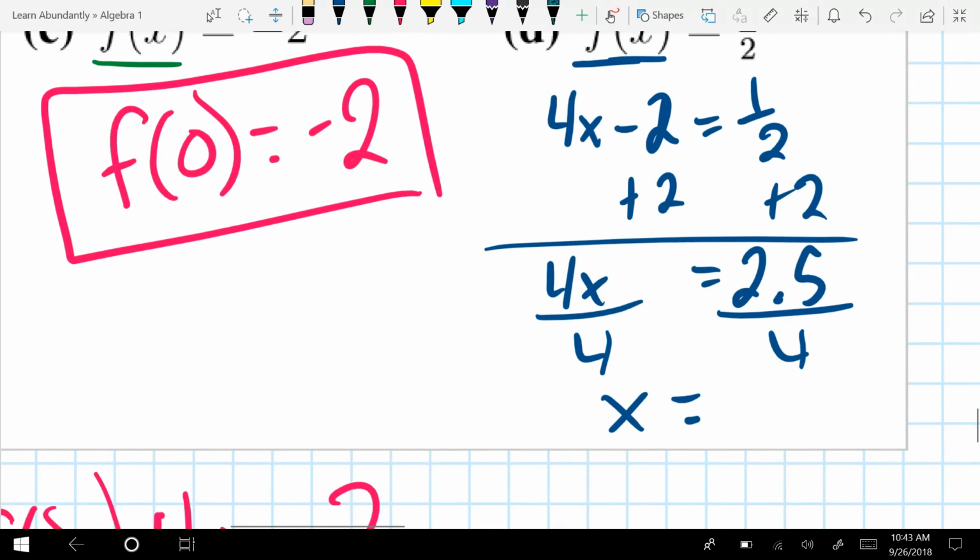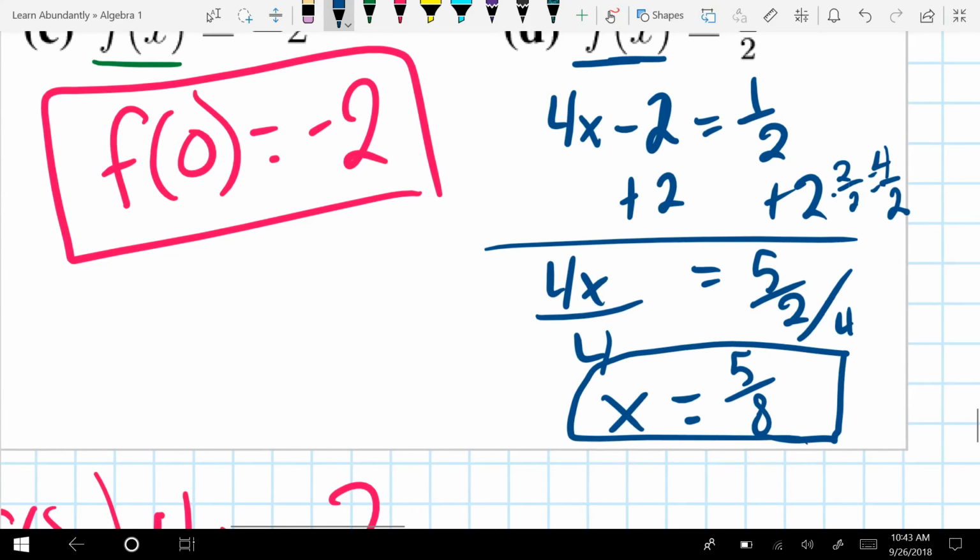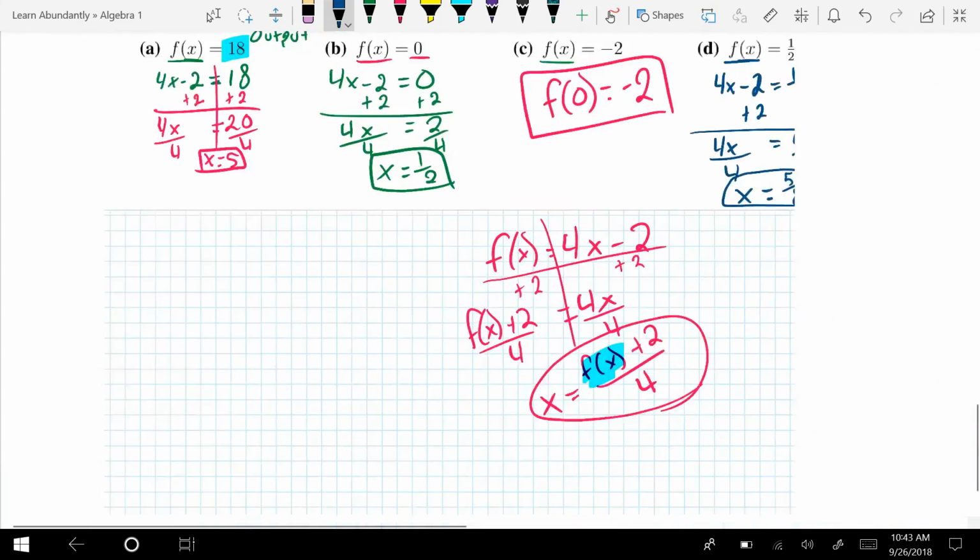If you were to leave it as a fraction, it would make our life easier, because if I were to say instead of 2.5, add 2, and 2 is really 4 over 2 when we have common denominators, so we have 5 over 2. And if I were to divide that by 4, I get 5 over 8. Okay? Man, that's easier. So don't be afraid of fractions. Sometimes fractions are easier than the ugly, ugly decimals we get without them. Okay?